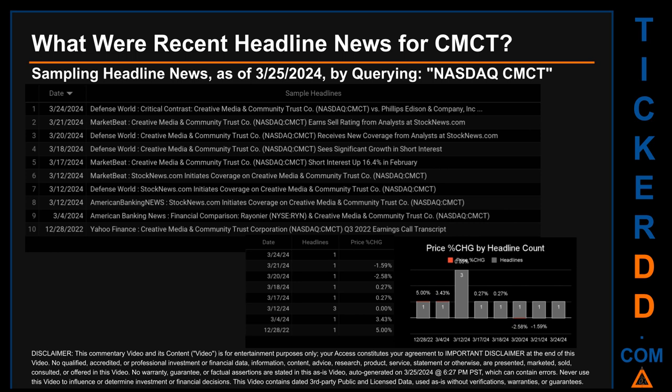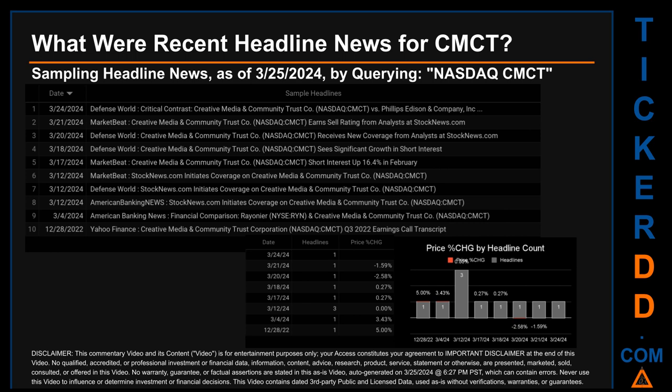Earns sell rating from analysts at stocknews.com. Defense World published the headline that read, Creative Media and Community Trust Co. Receives new coverage from analysts at stocknews.com. MarketBeat published the headline that read, stocknews.com initiates coverage on Creative Media and Community Trust Company.